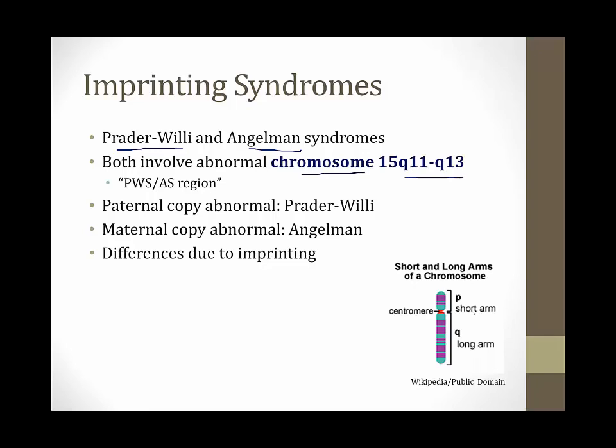So if you look at the bottom right side of the screen, chromosomes have a short arm, which is denoted with a P, and a long arm denoted Q. So the Prader-Willi syndrome and Angelman syndrome region of chromosome 15 involves the long arm, that's the Q arm, in the section from 11 to 13. If the paternal copy of this section of chromosome 15 is abnormal, the child will develop Prader-Willi syndrome. If the maternal copy is abnormal, the child will develop Angelman syndrome, and the differences are due to the phenomenon of imprinting.